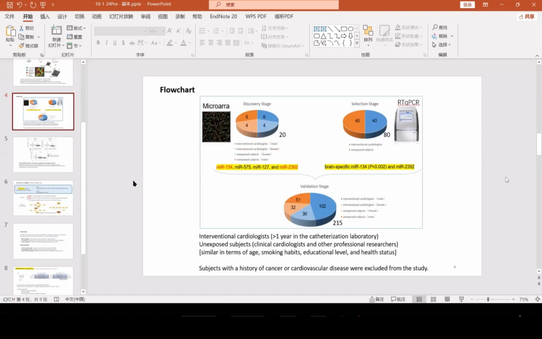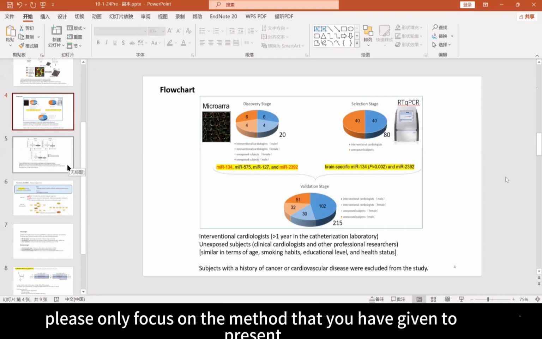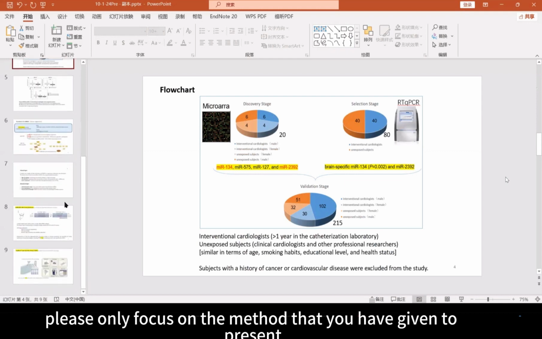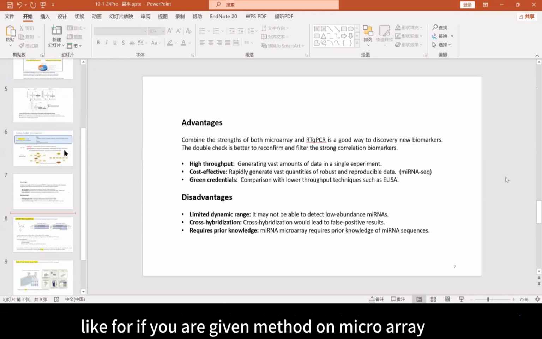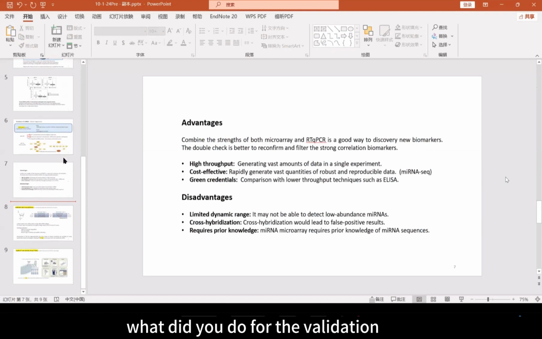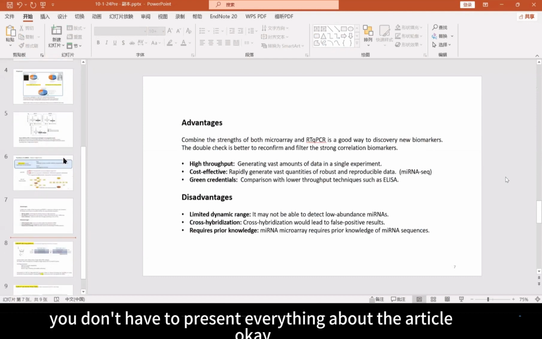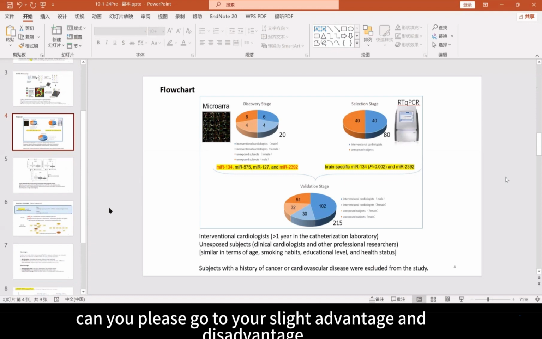A bit of a heads up for the next presenter. Please only focus on the method that you have been given to present. If you are given a method on microarray, you present only on the microarray and on the validation. What did you do for the validation? You don't have to present everything about the article. Okay, can you please go to your slide on advantages and disadvantages?